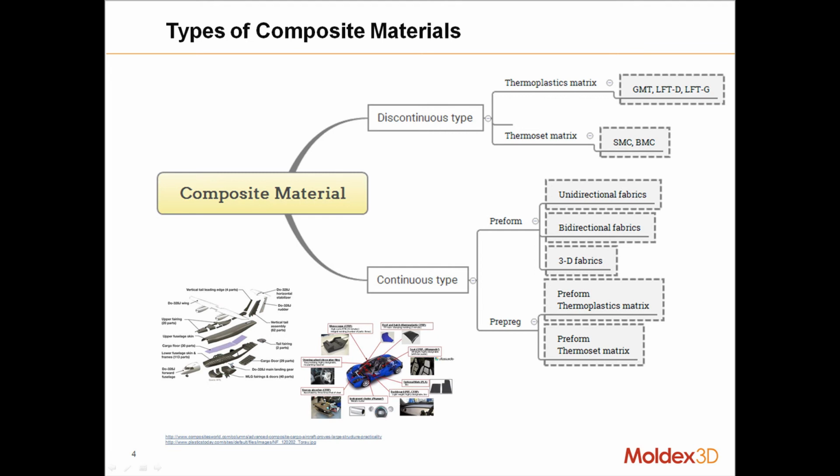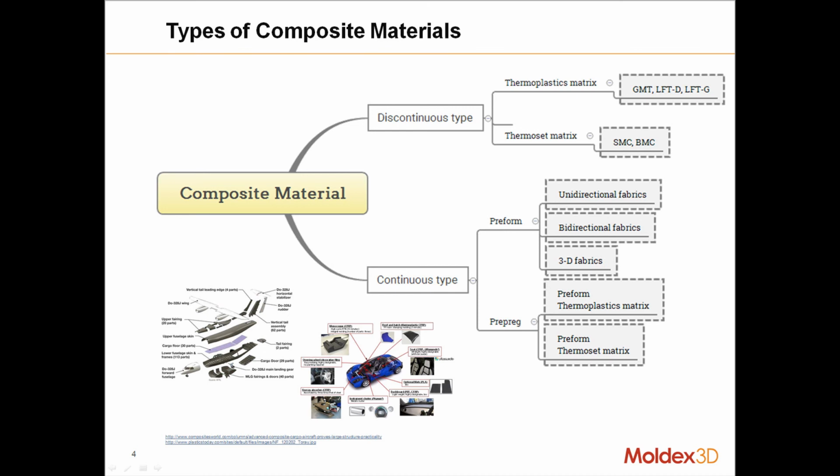But when you talk about the continuous type, you're dealing with a whole different animal. You have a preform or a prepreg, and then you're talking about unidirectional or bidirectional, whether it's a thermoplastic preform, whether it's a thermoset preform, etc.